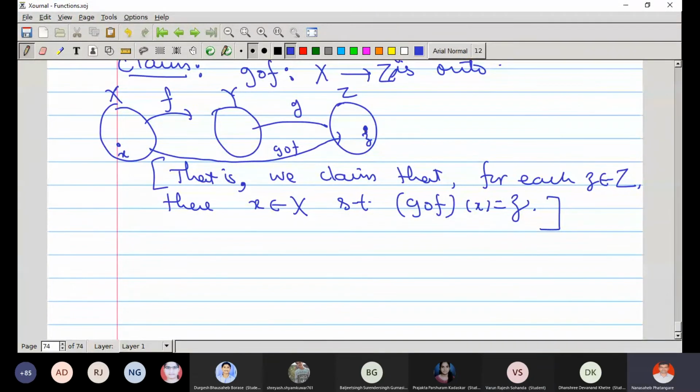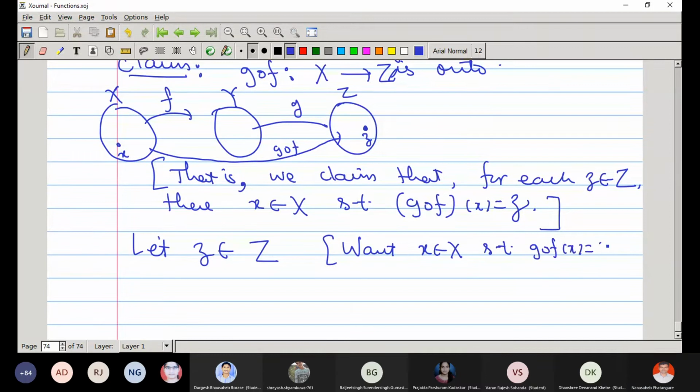Let z belong to Z. Just close your eyes and select an arbitrary element from Z. What we want is x in X, such that g composite f of x is equal to z. So this is what we actually want. So start with z, try to get x. Is it clear? So the idea is clear.